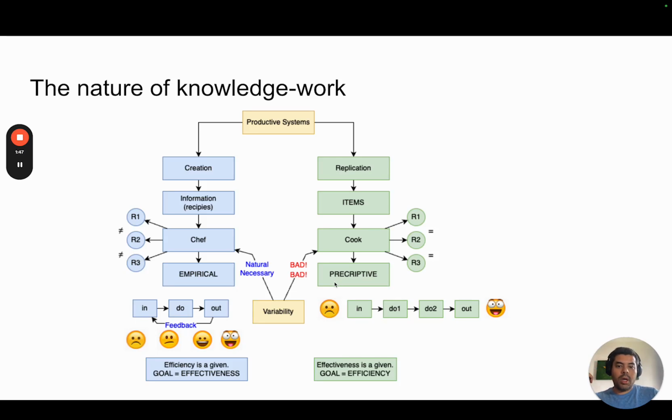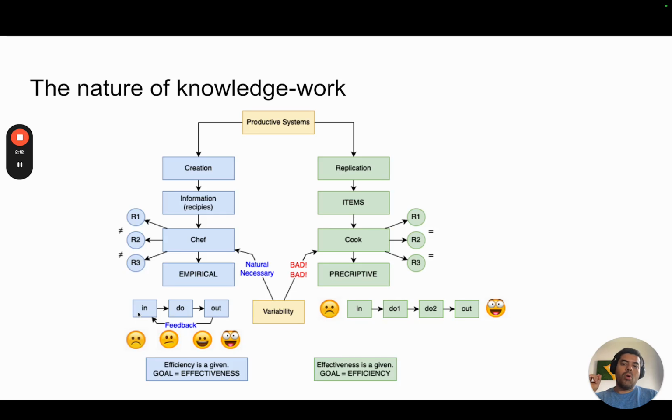So in the green world, we use processes that we call prescriptive processes, right? It's the kind of process that you can draw in a sequence like this. You have an input, then you do this, then you do that, and then you do something else, and you get an output. And with that output, someone is happy, right?